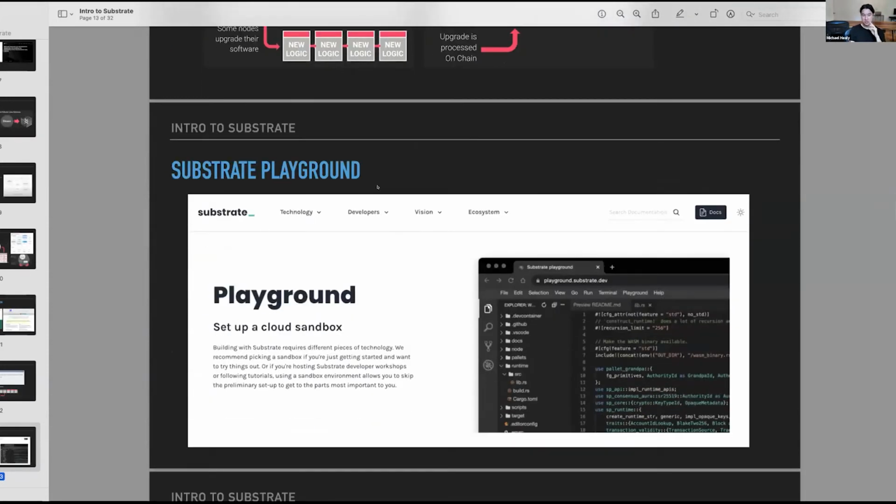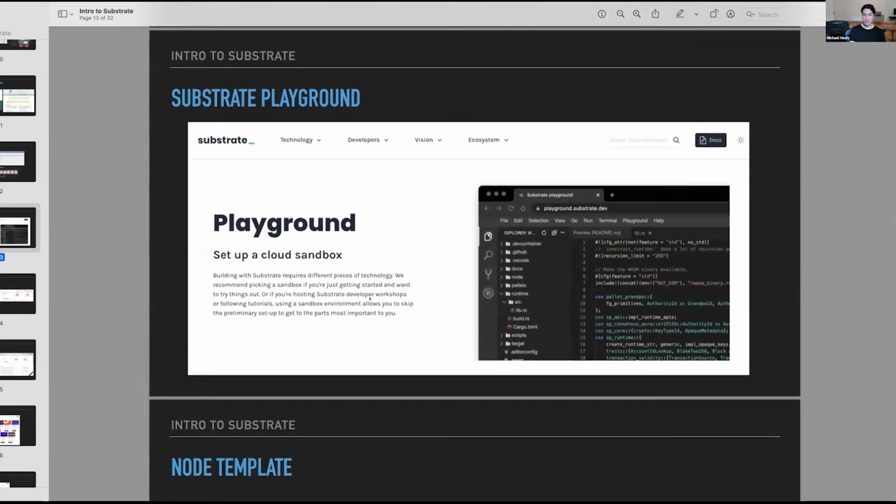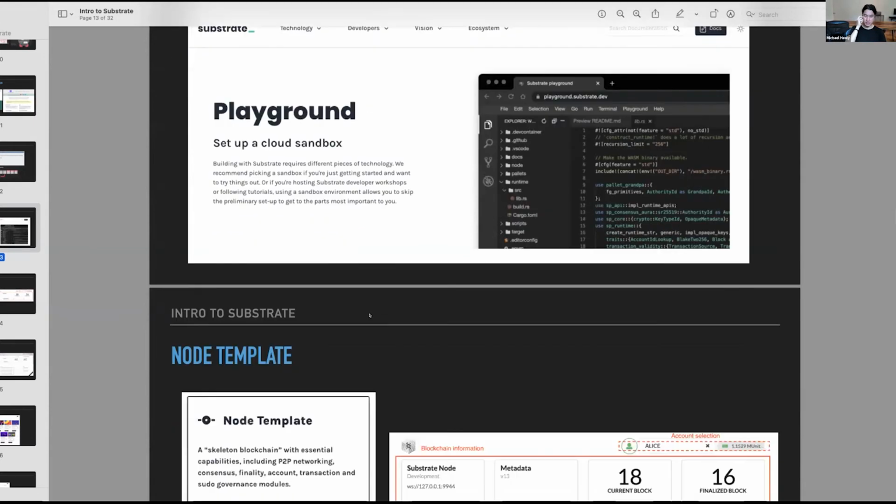There's a tool called Substrate Playground. This allows you to play around with different Substrate pallets. You can create blockchains. It's allowing you to build a sandbox. So instead of installing all of the software, you can just use Substrate Playground. It just makes it much easier to, as mentioned, skip the preliminary setup to get to the parts most important to you. So you can really play around with it.